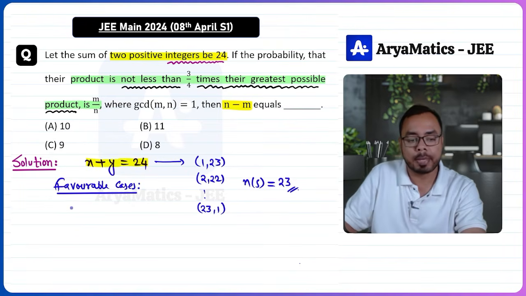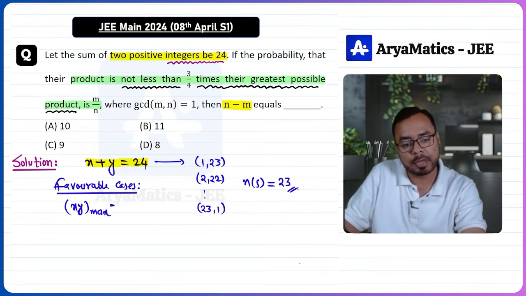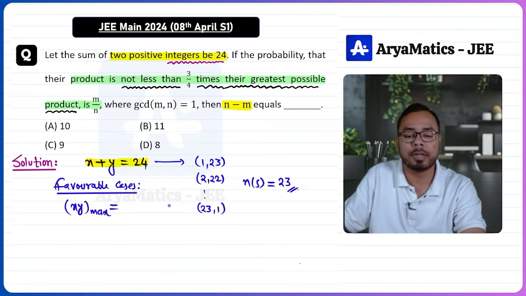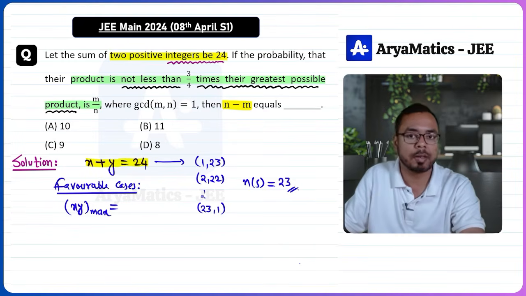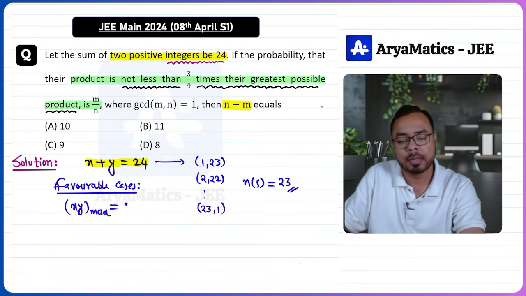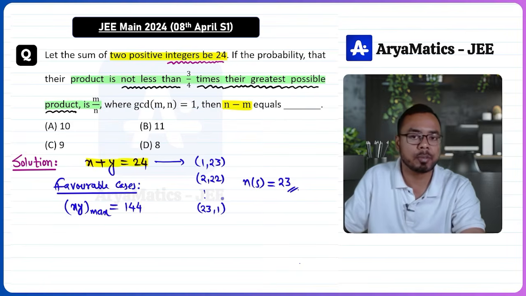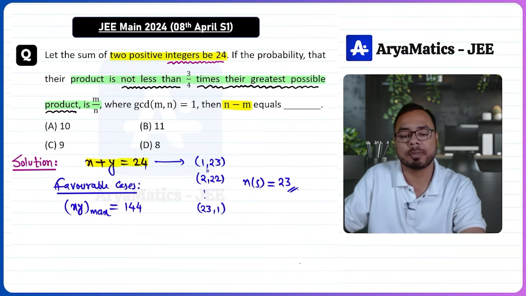That means the maximum value of x into y, right? Total 23 cases we are getting, and out of these cases you will get maximum x into y when x is 12 and y is 12. Clearly you can see that if I take x 12, y 12, then the product will be 144. If you take x 13, y 11, the product will be 143. If you take x 14 and y 10, the product will be 140 and so on. So the product is maximum when you make the two numbers equal, right?